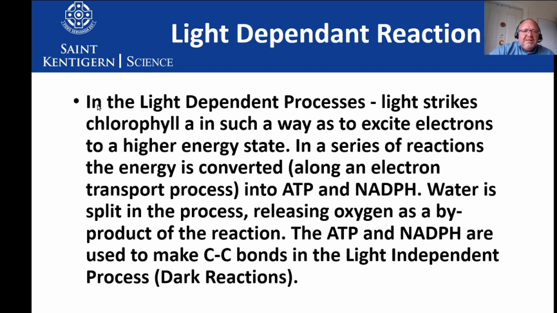So in a little bit more detail, the light dependent process: light strikes the chlorophyll in such a way to excite the electrons to a higher energy state. In a series of reactions, the energy is converted along an electron transport process, almost like the electron transport chain, also on the membrane in the mitochondria. This then forms ATP and NADPH.